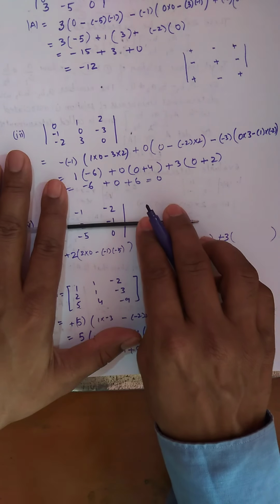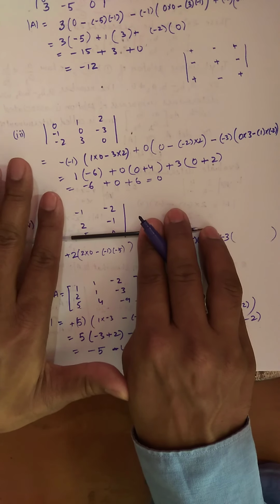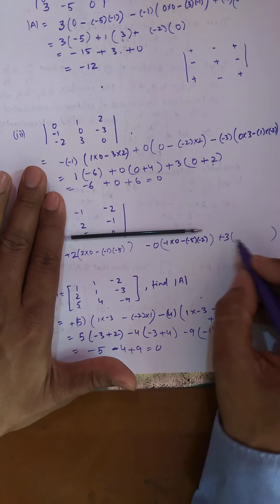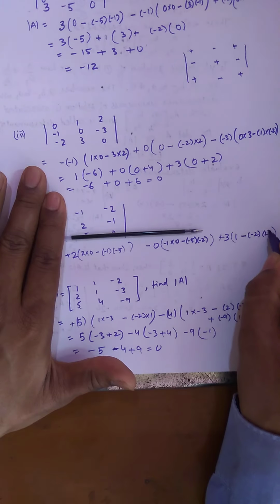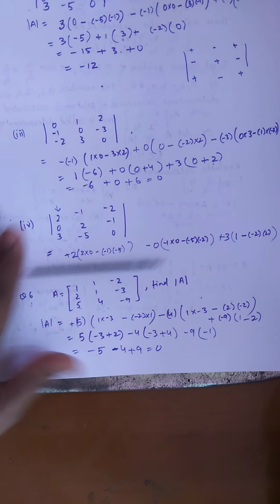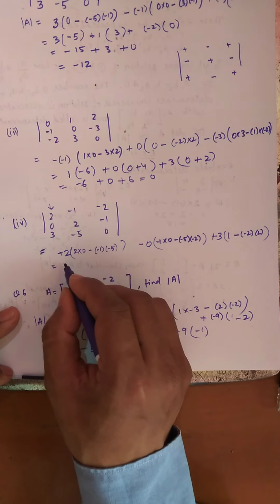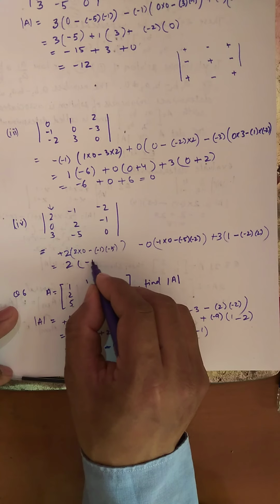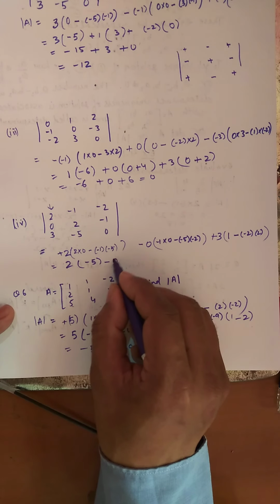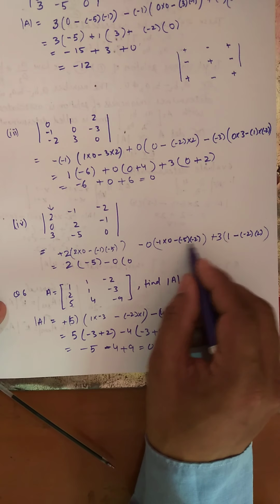And then come to the third one, this 3. Again hide this, minus plus 1, minus 2 into 2. So you have written all the values. Now we'll do the calculation. This is 2, 0, and this minus and plus, and this again minus 5. Then 0 into any number is 0, which is plus 10 minus 10.